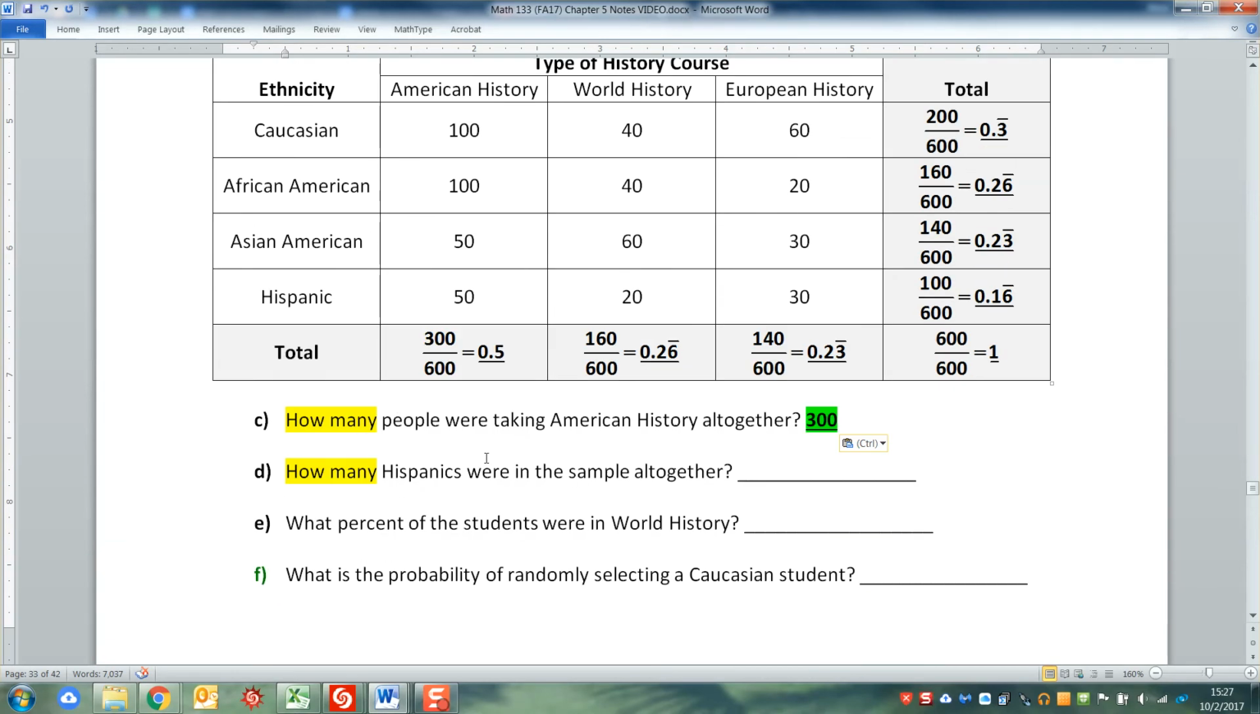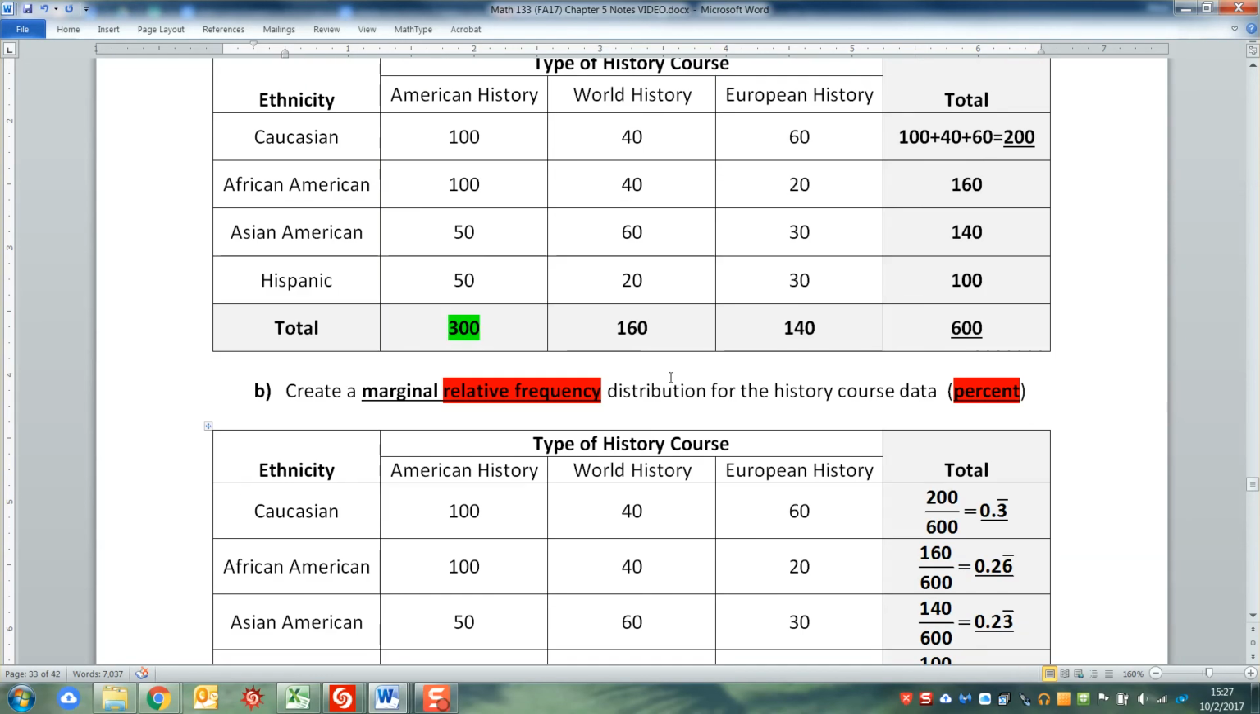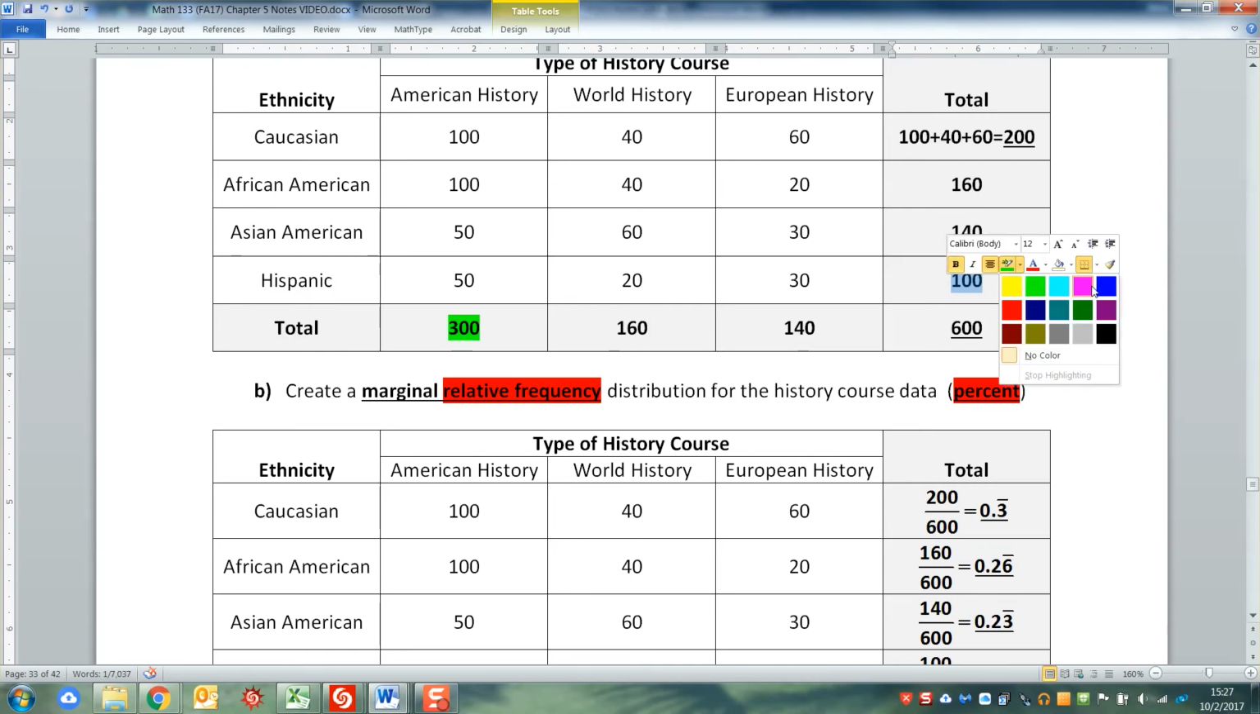All right, letter D. How many Hispanics were in the sample altogether? Well, if I go back up, how many is the top table? Hispanics is right here. So I want to know how many are in that row right there. So that would be 100, and my answer is going to be 100.